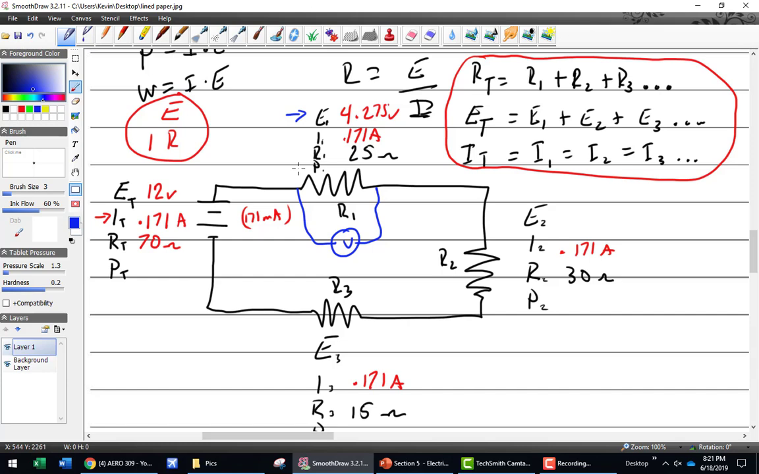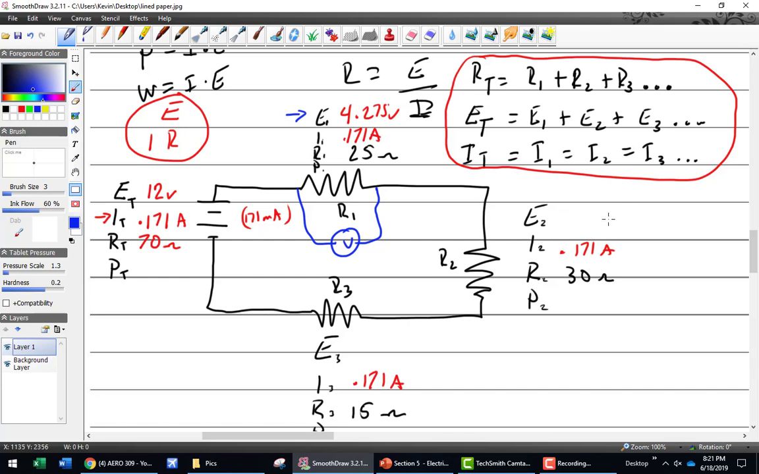Mathematically, you can't get it? I mean, I did I times R, 0.171 times 25. He's doing it at the first resistor. Let's do it again, but we'll do it over here now.